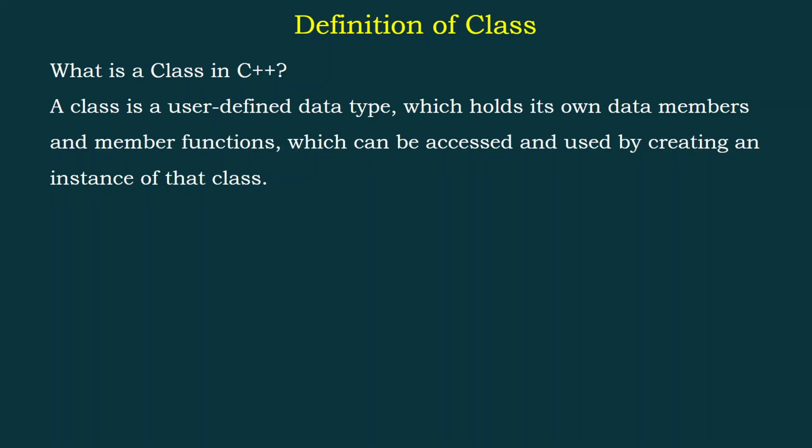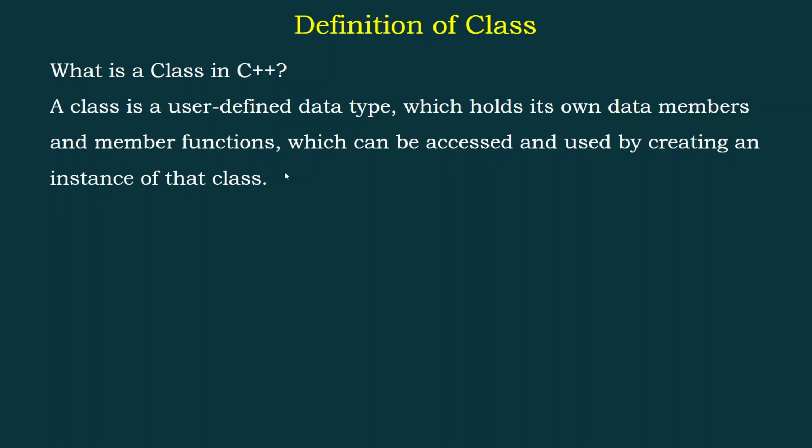That means the user can collect as many variables and as many functions as they want and put them in a class. So we know that a class is a collection of members and methods, or data and functions. That's why it is called user-defined. The user can define it as they wish.